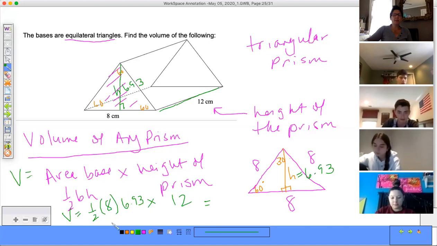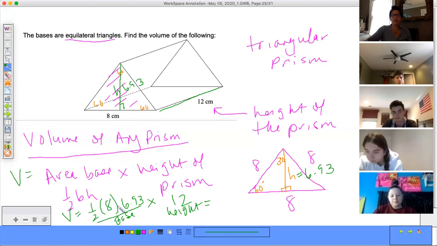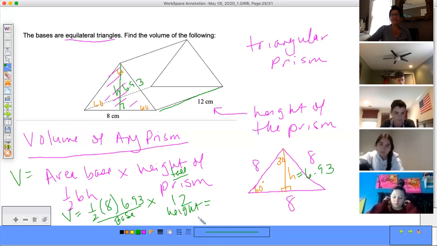Remember, it's 1/2, because this right here is the base of the prism, and this is the height of the prism right here. So the base of the prism is this guy right here, which is your triangle. So it's 1/2 times 8 times 6.93 times how tall the prism is, right? So the height of the prism is how tall it is. And then I got 332.55. Did you guys get that too?